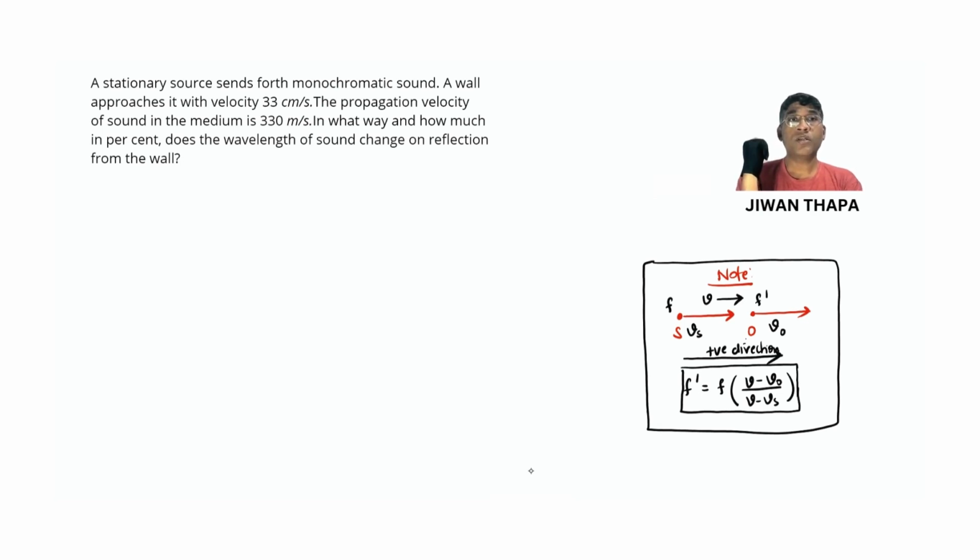A stationary source sends forth monochromatic sound. The meaning of forth is away. So a stationary source sends away monochromatic sound, that is sound having a single wavelength. A wall approaches it with velocity 33 centimeter per second. The propagation velocity of sound in the medium is 330 meter per second. In what way and how much in percent does the wavelength of sound change on reflection from the wall?